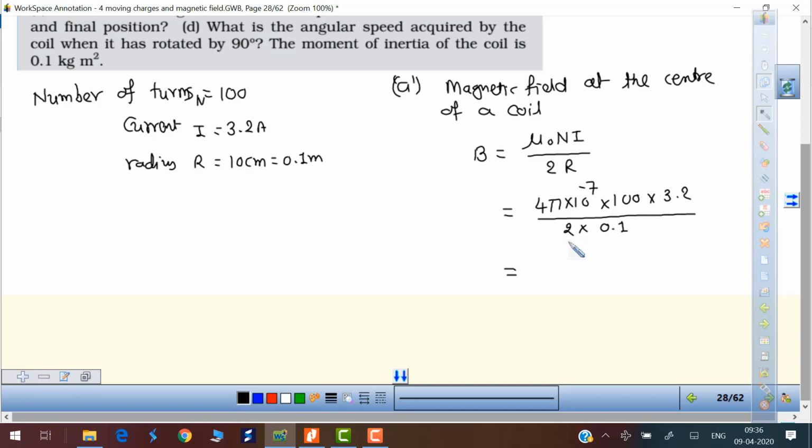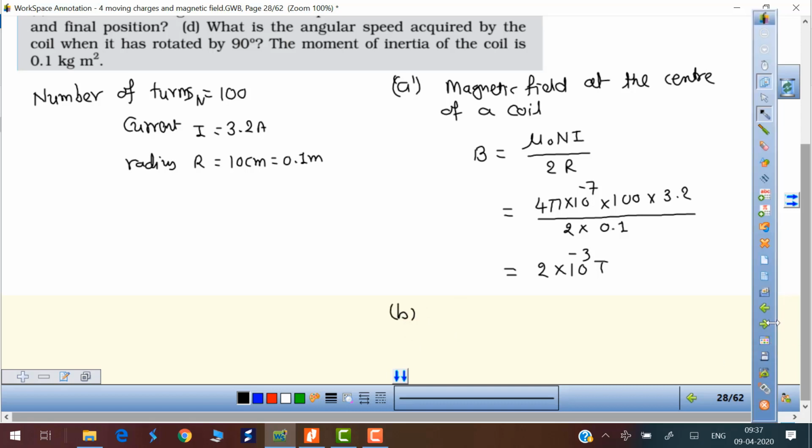So this comes out to be 2 into 10 raised to minus 3 Tesla. So this is the magnetic field at the center. This is the first answer.